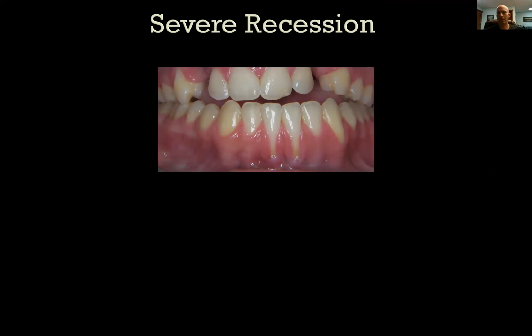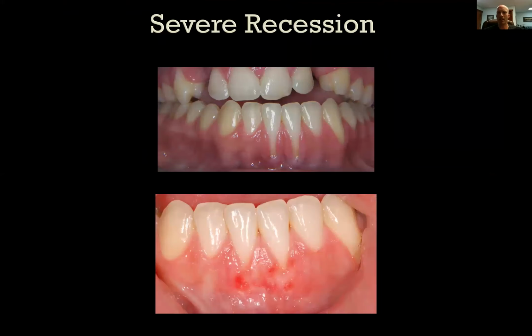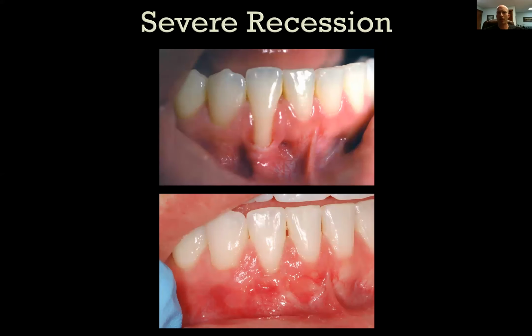Severe recession. How much recession can we cover? I tell my patients, if you have 6 millimeters or less of recession, we anticipate being able to get that covered in your first appointment. Anything more than 6 millimeters of recession, we may need an extra appointment to get that tissue back where it belongs. So here you see 2 weeks after with this case, and yeah, we could have covered a little bit more.